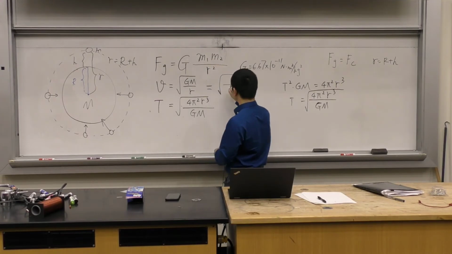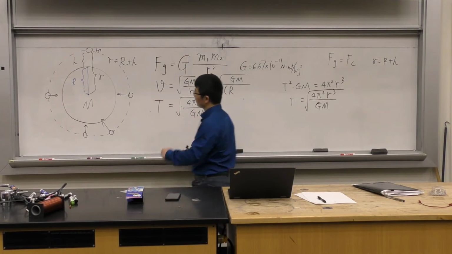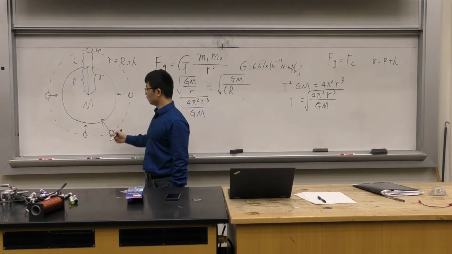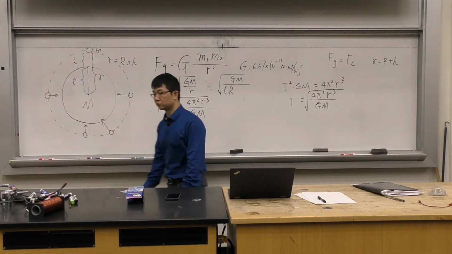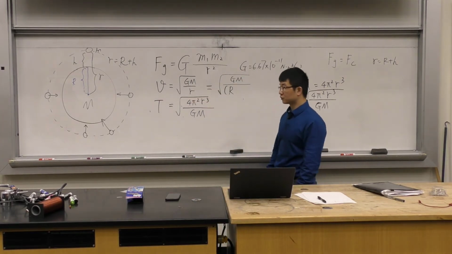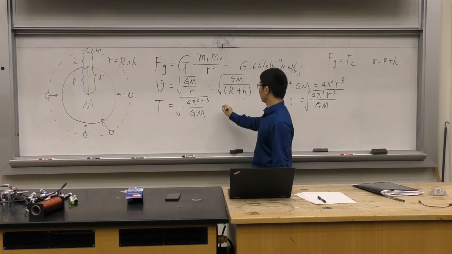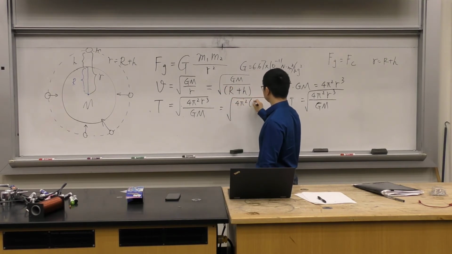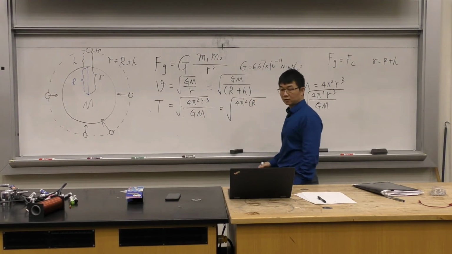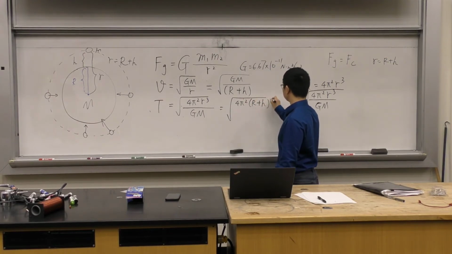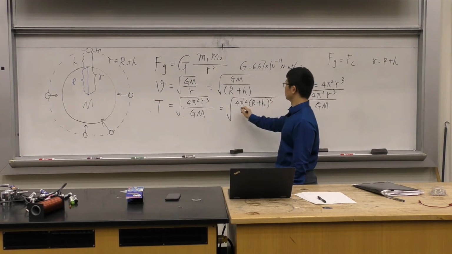The little r is not always the radius. Well, in this case, it's the radius of the circular motion. You can say it's still the radius, but it's not the radius of the Earth, right? Plus the height of the satellite. And then this is going to be 4 pi squared times the radius of the Earth plus the height of the satellite, cubed, divided by GM.